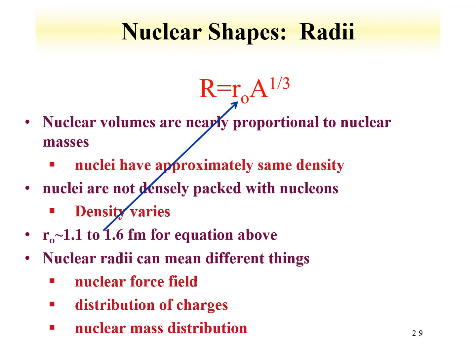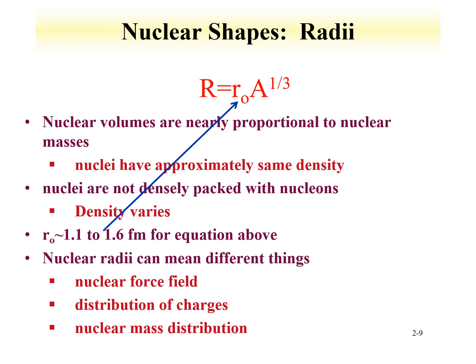What it actually turns out is that nuclei are not densely packed with nucleons, that packing varies, so the density is going to vary. So we have an equation that talks about the radii, and it's pretty simple. There's a constant times A to the 1/3. So as I add more neutrons and protons, the radius is going to increase. But what it increases by, this term R naught, can vary from 1.1 to 1.6 femtometers for the equation above. So that variation has to do with the areas and type of isotopes that are examined.